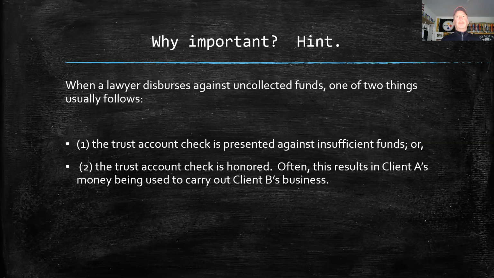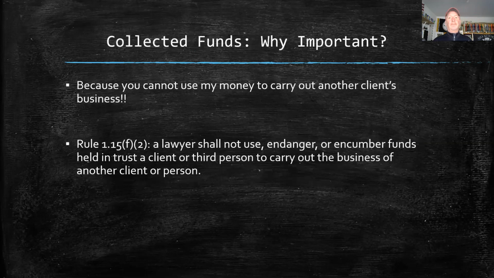So for instance, I give my lawyer a check deposit, the lawyer deposits it, and writes against that deposit immediately without waiting for my check to clear and become collected funds. My check doesn't clear. That means that the check the lawyer writes for me, disbursed against my deposit, is covered by money that belongs to other clients. And that's the purpose of the rule. It's in Rule 1.15(f)(2). You can't use my money to carry out another client's business. The language of the rule is there.